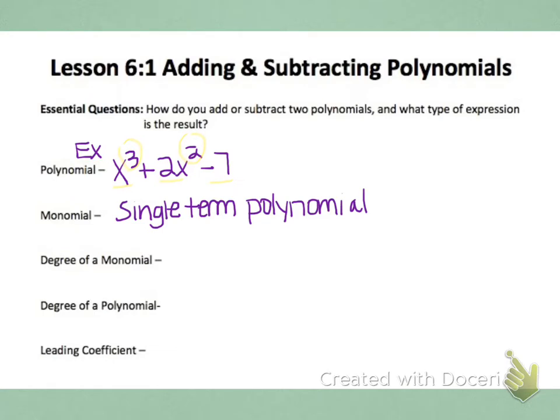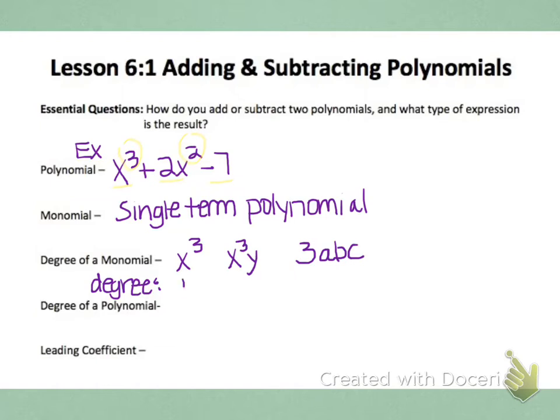Now, how do we determine the degree of a monomial? I'm going to look at a couple examples. So here are three different monomials. x cubed is a monomial, x cubed y is a monomial, and 3abc is a monomial because they are all single term polynomials and they only have whole number exponents. So if I want to define the degree of a monomial, you basically will look at the exponents, and it's always the sum of the exponents on the variables.